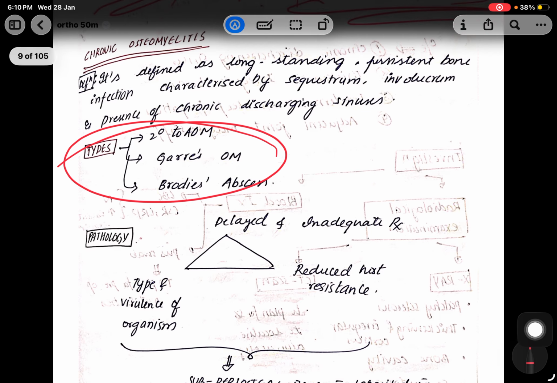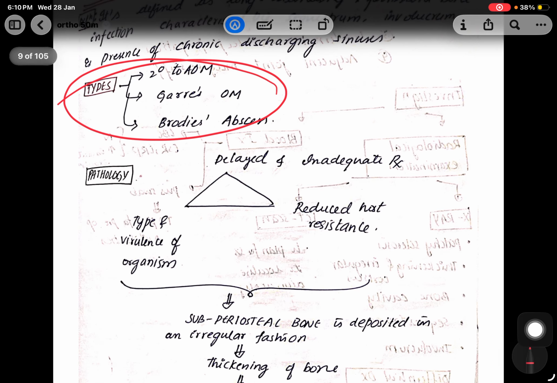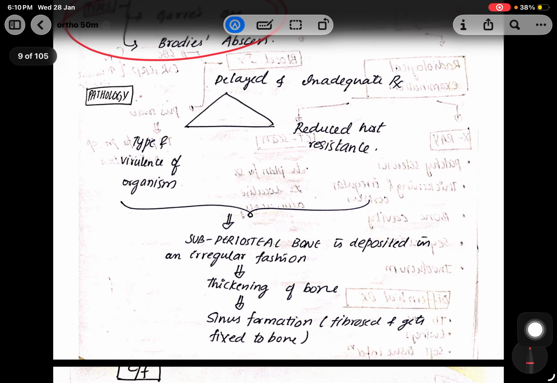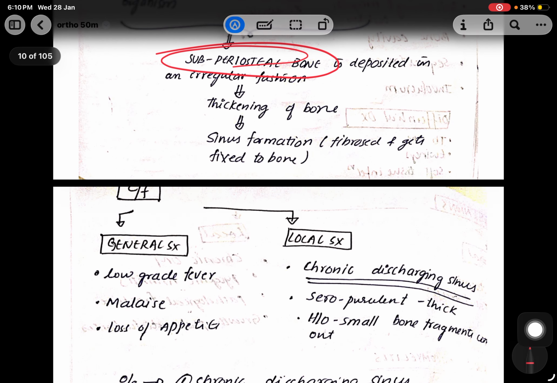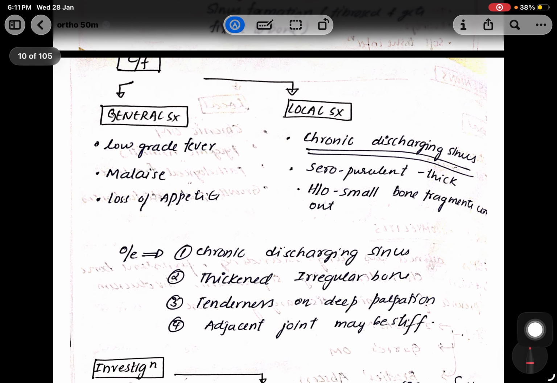These are the types, but what is the pathology? Again, I have explained the natural history of the disease there. So first, the periosteal bone is formed, then the thickening of bone, then there is sinus formation, then it gets fixed. Then again, the abscess which is there will come out. Then it forms a sequestrum. All those things you need to explain, as I explained earlier.